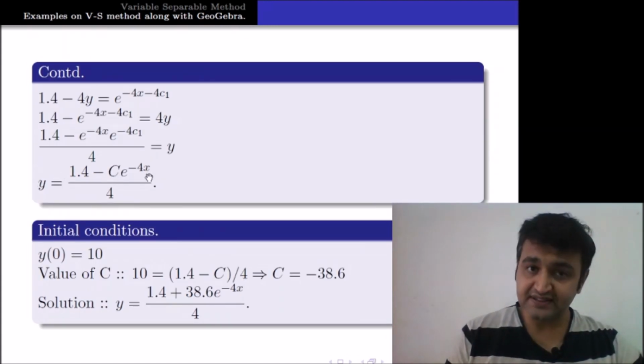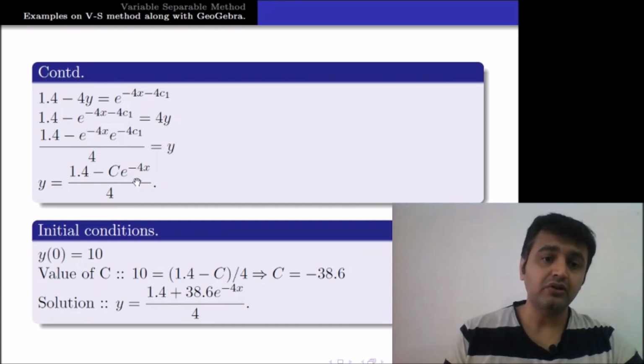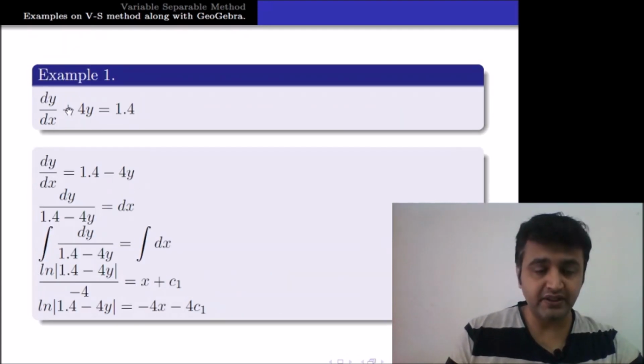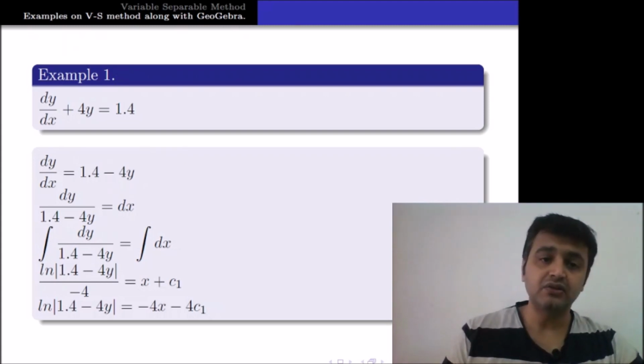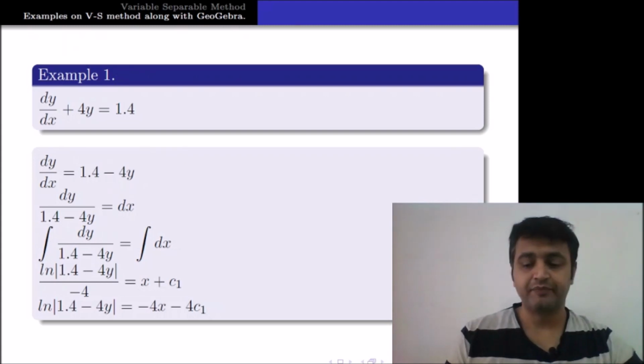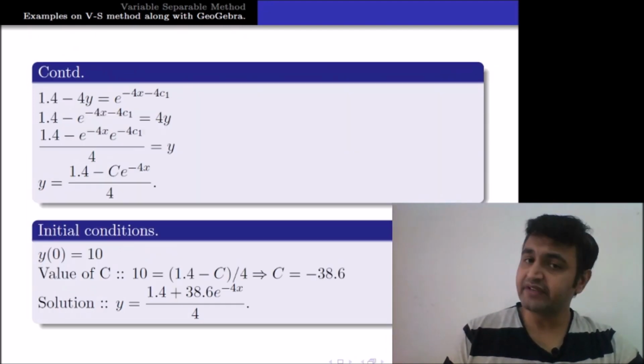If you are not sure whether your calculations are right or wrong, you differentiate this and plug it into the differential equation, and if it satisfies the equation, then we say that the function is a solution of that differential equation. So that's how you find the solution using variable separable.